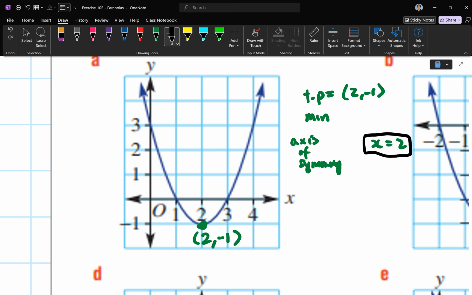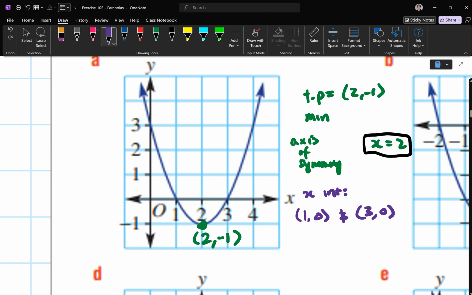So you got a turning point. Now you need an x-intercept and a y-intercept. Tell me the x-intercept. Can I please have, let's go Elsie. Where's my x-intercepts? 1, 0. Very good. And 3, 0. Very good. Okay, so you got these 2 points. These are my x-intercepts. And the last one, where's my y-intercept?